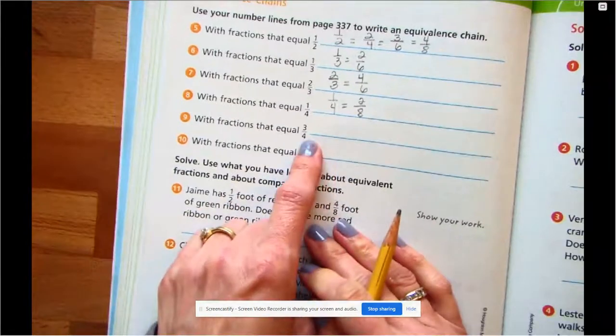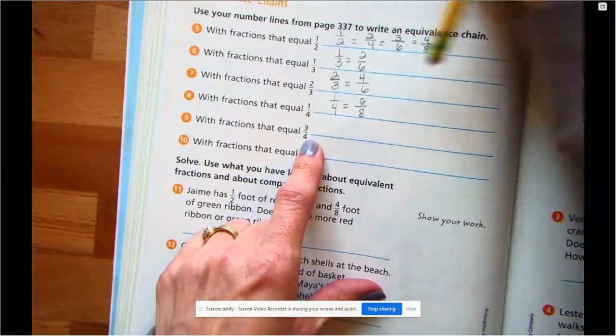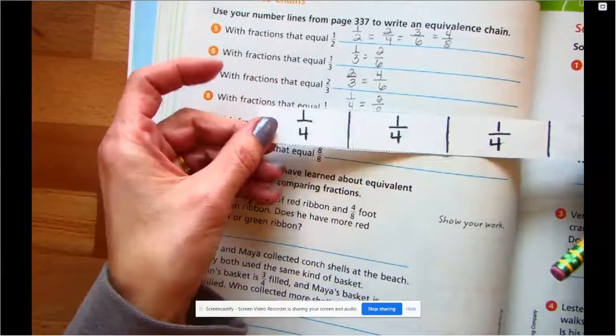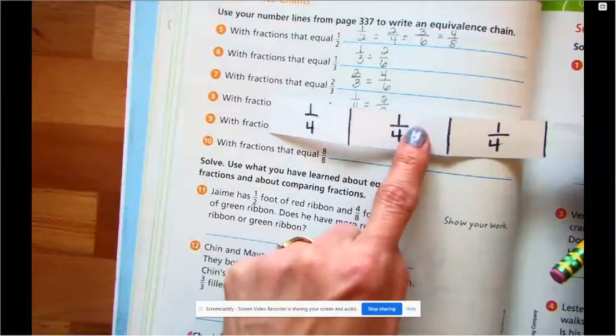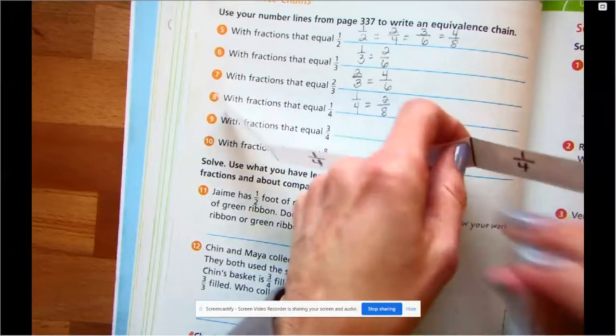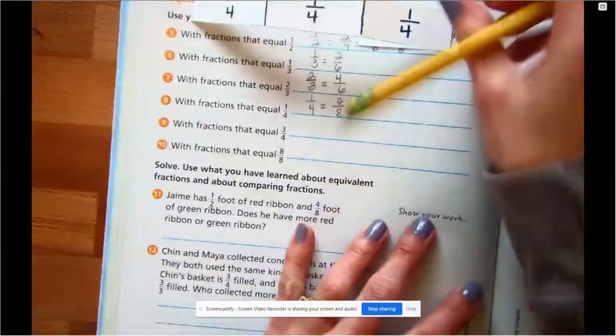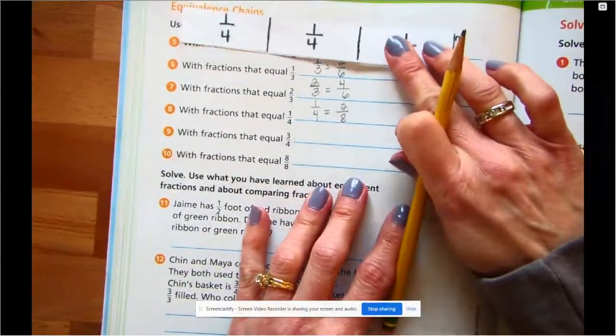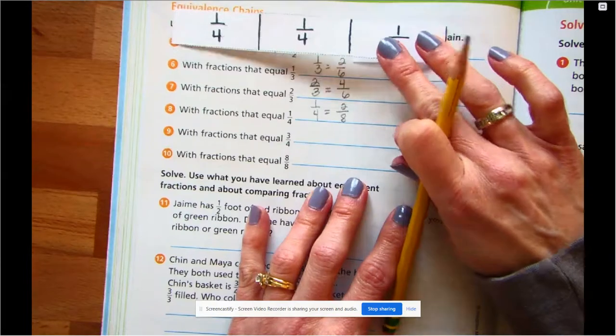Okay, here's one that says 3/4. So instead of one unit fraction, I'm going to have three of them. So I'm going to go 1, 2, 3, and I'm going to fold that last one over so that it disappears. So there's 3/4. And remember, I can flip back and I can use the number line on the previous page, but I can also use these.